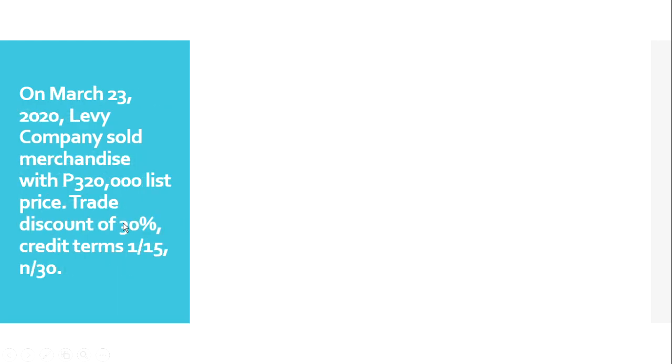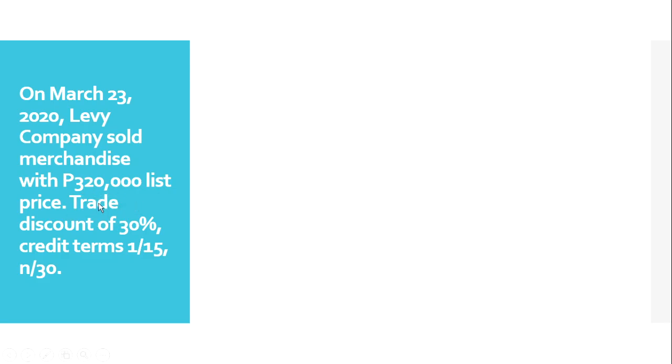Okay, let's have another example. On March 23, 2020, Levy Company sold merchandise with 320 list price, trade discount 30%, credit term 1/15, net 30. So this time around, pinagsama ko na si trade discount at saka si cash discount. Noong March 23 daw, si Levy Company nakabenta ng merchandise amounting to 320,000.